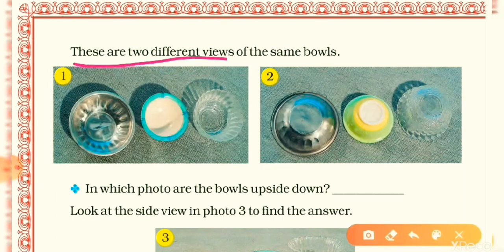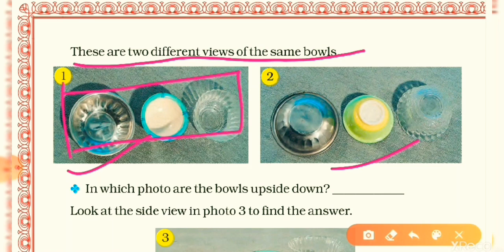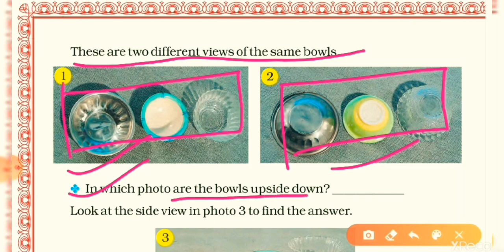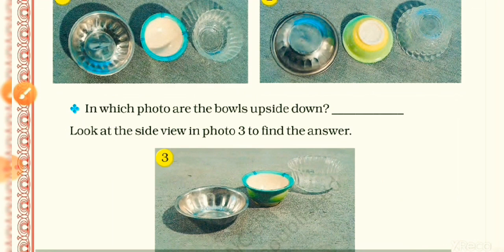These are two different views of the same bowls. In picture 1 and picture 2, you can see the bowls are the same but their views are different. In picture 1 you have their top views, and in picture 2 you have their bottom views. You can see it's upside down. Now in which photo are the bowls upside down? Yes, in picture 2 it is upside down.